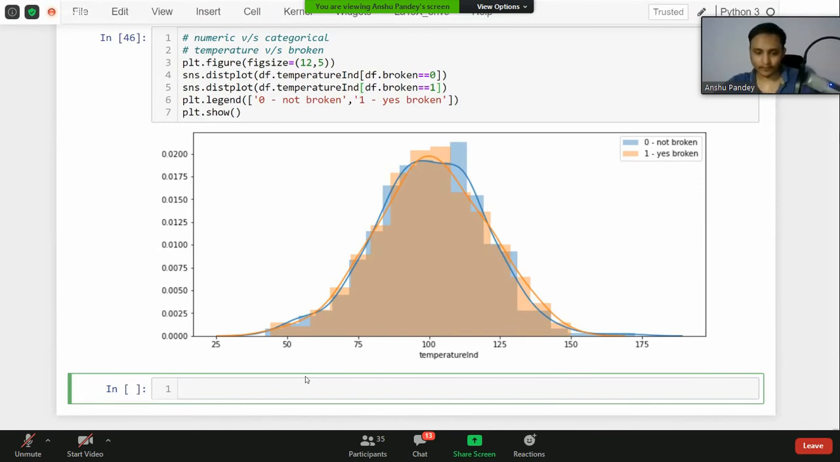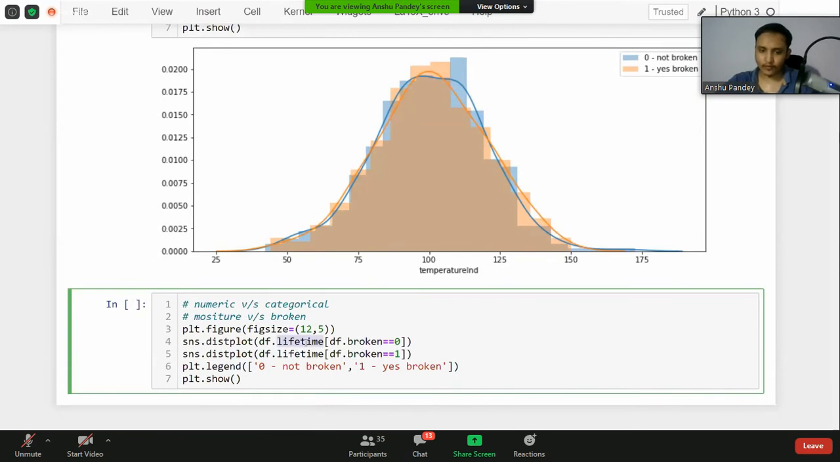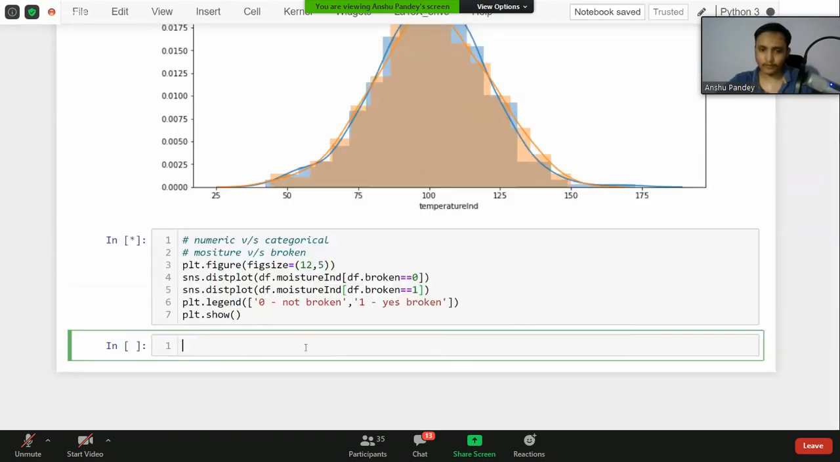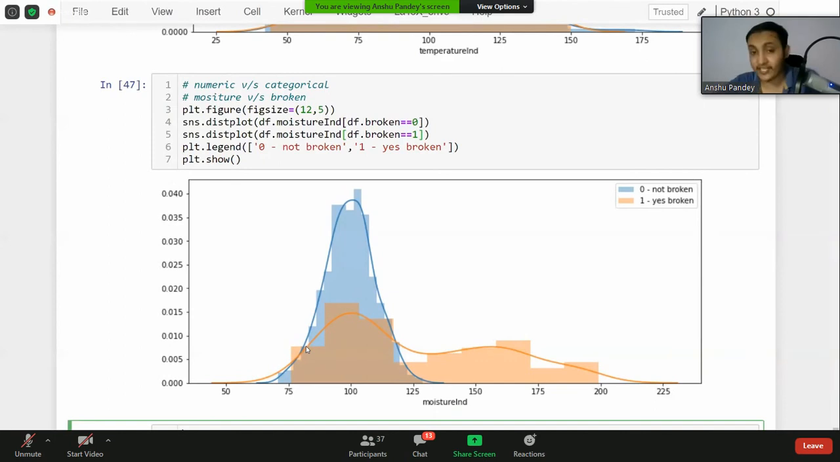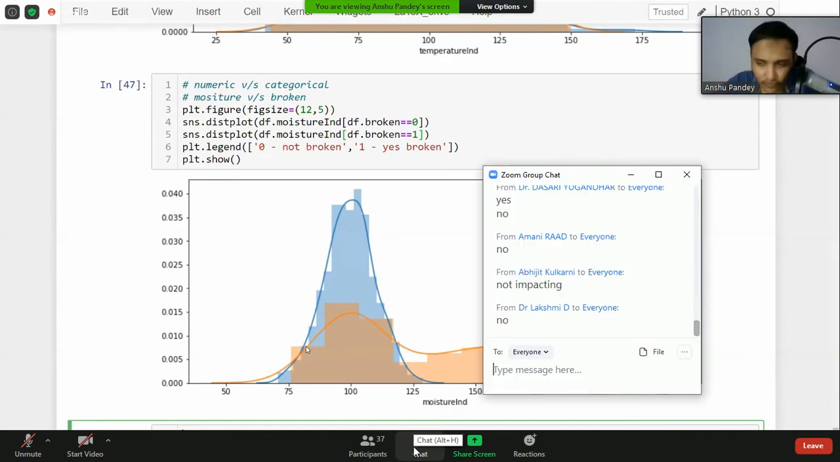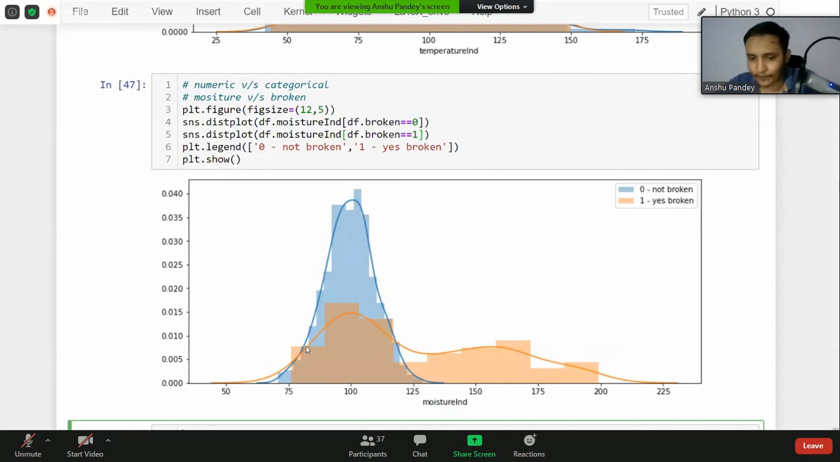Okay, so here we go. Let's compare this with, instead of temperature, possibly moisture. So now we again have two distribution plots, this time for the moisture attribute. The red distribution shows the machines which are damaged. The blue distribution shows the distribution of moisture for the machines which are not damaged.